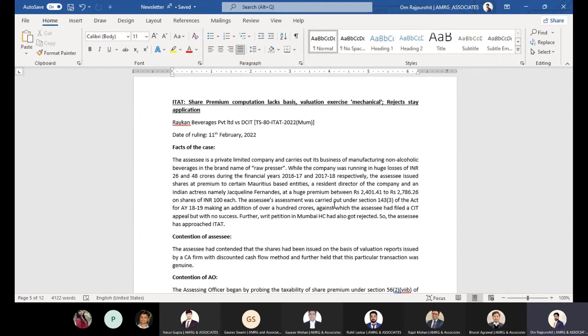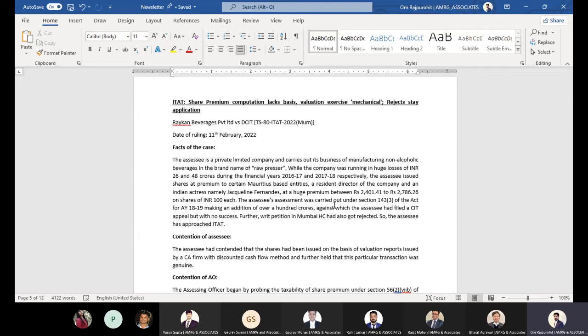The company was already in huge losses during the previous financial years 2016-17 and 17-18. But the company issued shares at a premium through the Mauritius route. And there were two directors, one of whom was very famous, Jacqueline Fernandez, the actress. And the premium was heavy, 2400 and 2786 on a share of 100 rupees. So it seemed nothing but a rerouting of money through the Mauritius route and conversion of black money into white money.